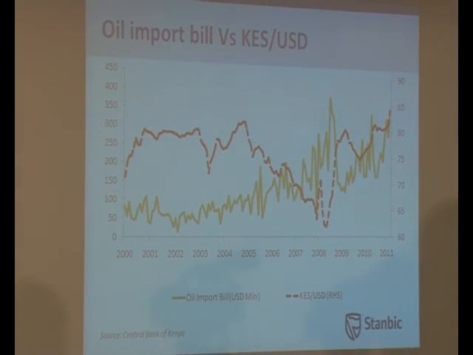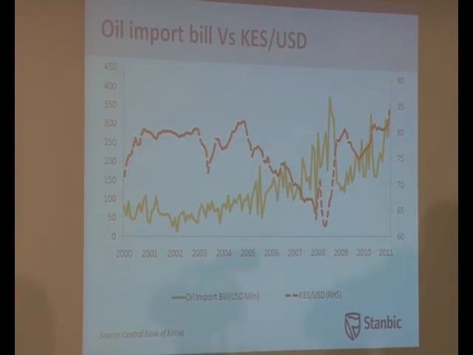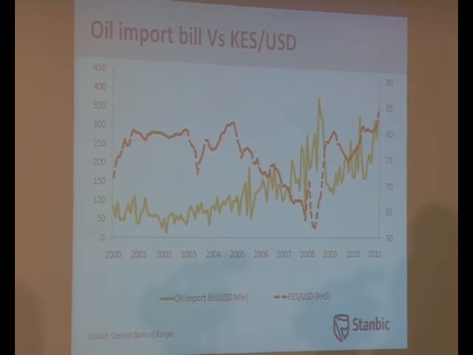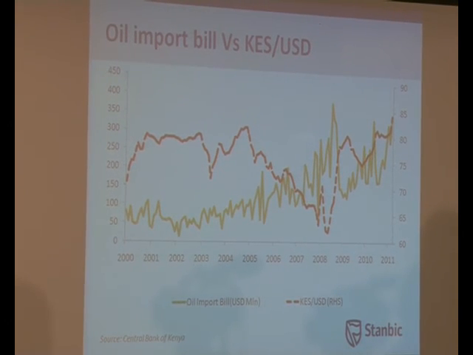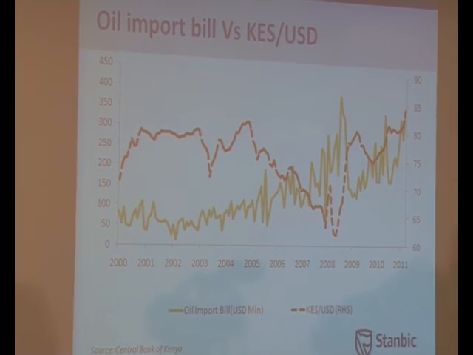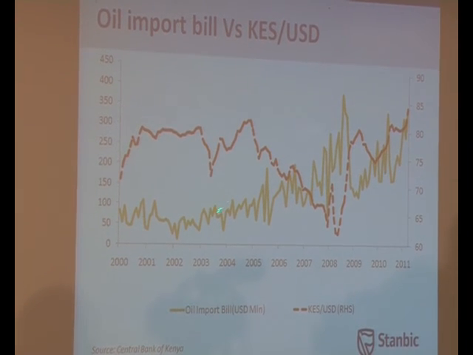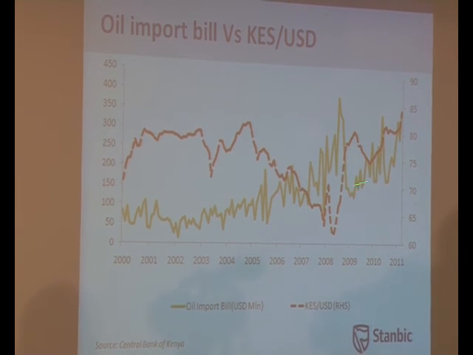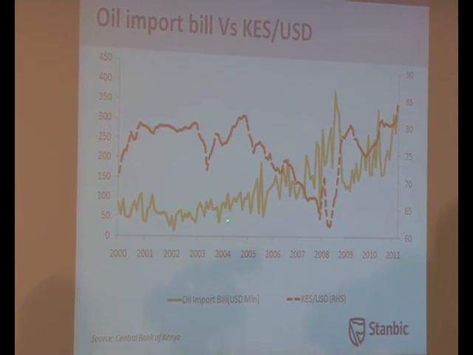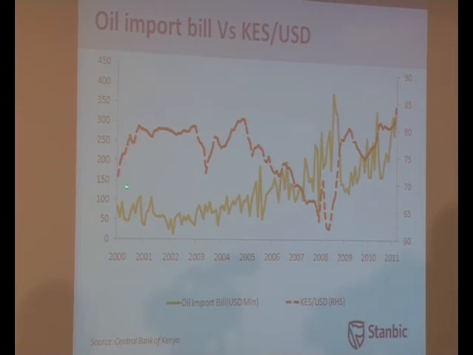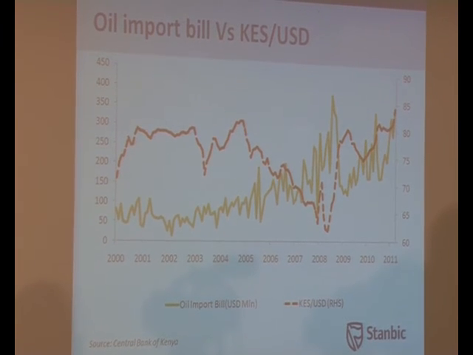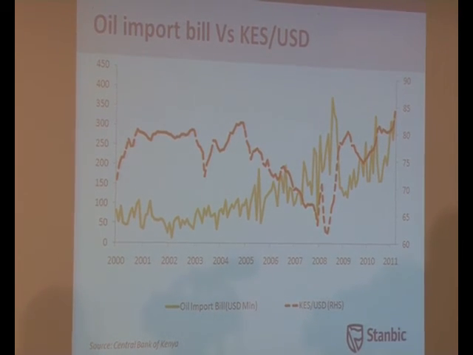We've basically seen our imports increase, and specifically our oil import bill has really gone up. Oil now constitutes around 25% of all our imports, so it's a fairly significant number. And you can see basically here that as the oil import bill has increased, and this is the yellow line here, and this is really millions of dollars, as the oil import bill has increased, the shilling has also begun to decrease in value.